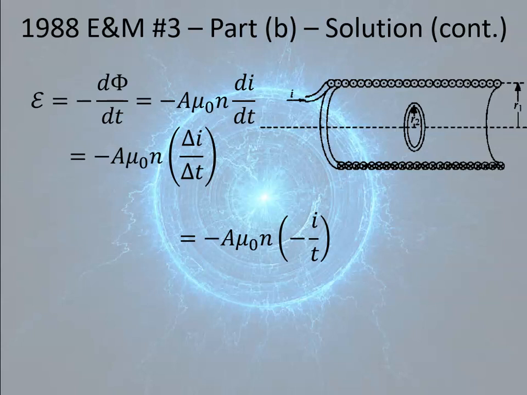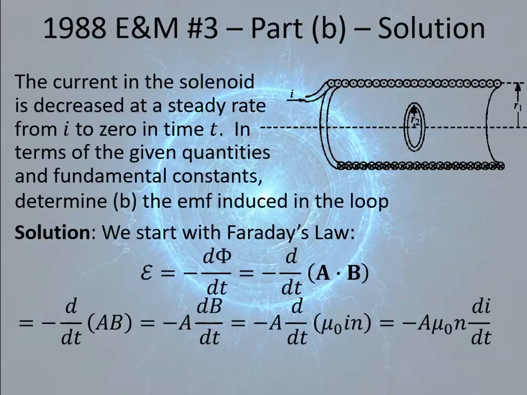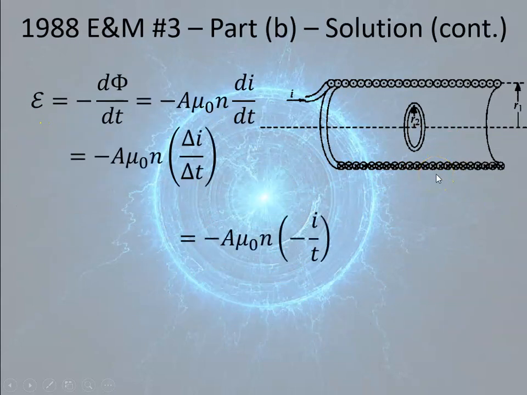So delta I: we started off with current, and we end with no current, because it's decreased at a steady rate from I to 0 in time t. We start at time 0 and end at time t, so we just plug those numbers directly in. That's why we got a minus sign here: our final current was 0, initial current was I, so delta I was negative I, delta t was just t, and the negatives cancel.